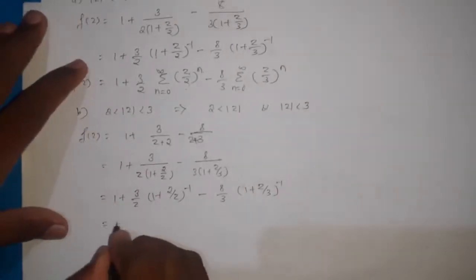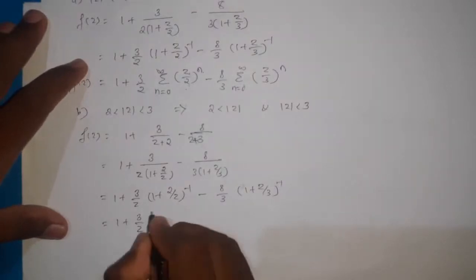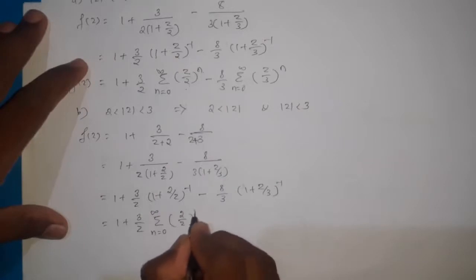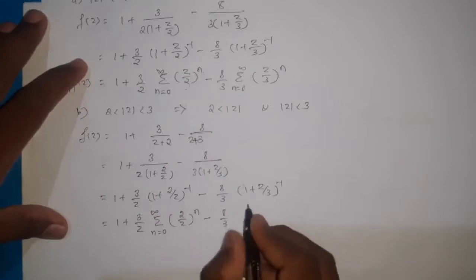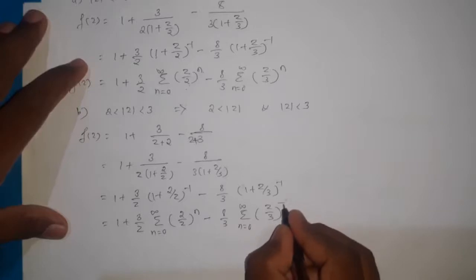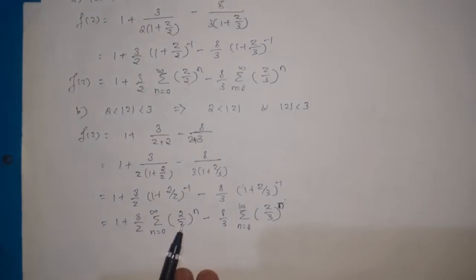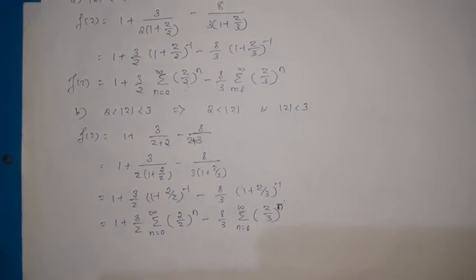Then write in the summation form, that is 1 plus 3 by z, summation over n equal to 0 to infinity, 2 by z whole power n, minus 8 by 3, summation over n equal to 0 to infinity, z by 3 whole power n. So this is the Laurent expansion, because in the first expansion z is in the denominator, meaning it has negative powers. Whenever the z has negative powers, then that is nothing but Laurent expansion.